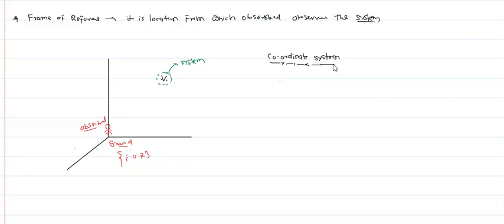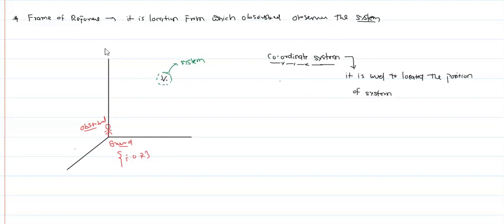Okay. So what is a coordinate system? It is used to locate the position of a system. I want to locate the position of a system, so I require a coordinate system.